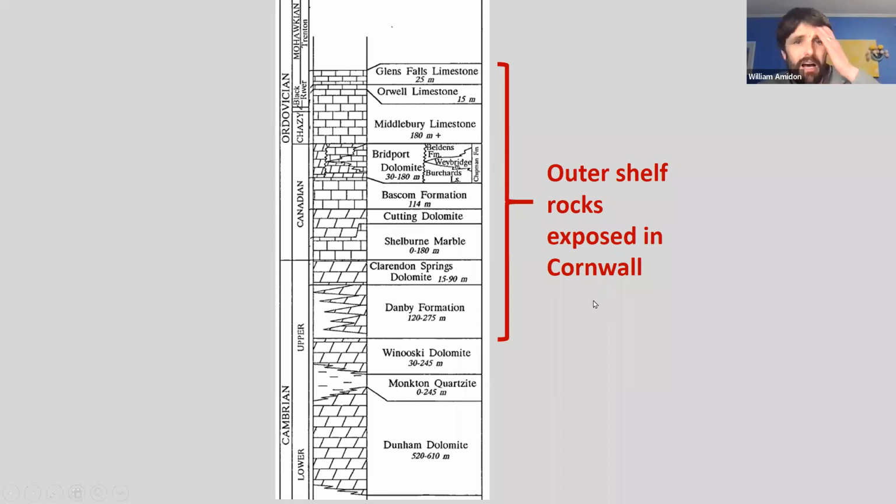And this doesn't have a lot of meaning to you, other than to say this is the section of the Champlain Valley stratigraphy that we have in Cornwall. Everything from the Danby formation up to the Glens Falls limestone. Also in here, we have a bunch of dolostones. These are magnesium carbonates. So the Cutting dolomite, the Bridport dolomite, and those are going to come back to us in a second.